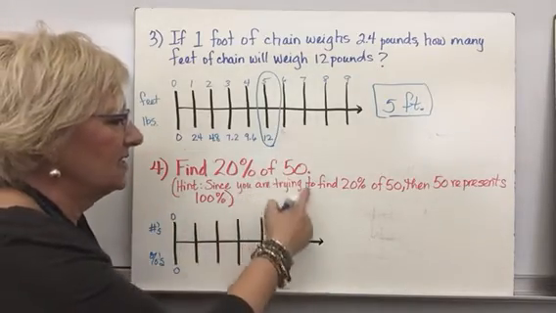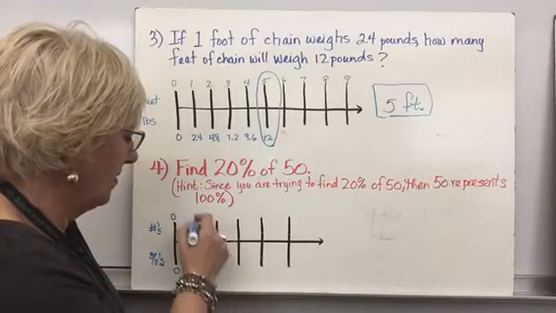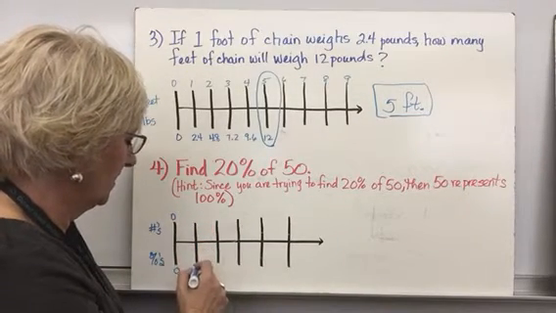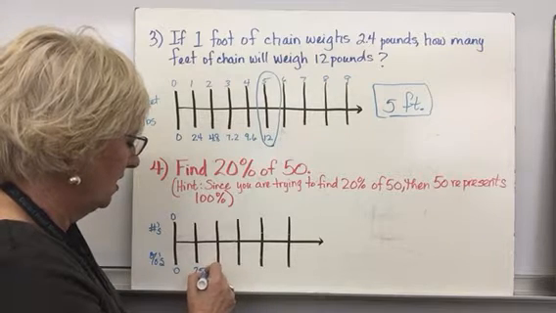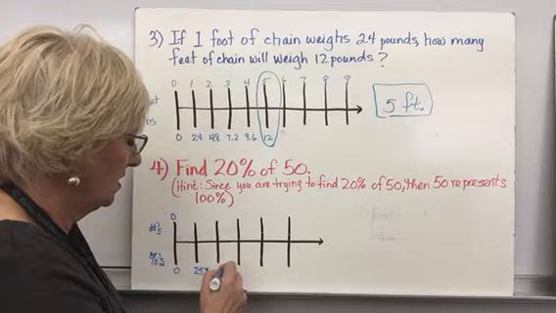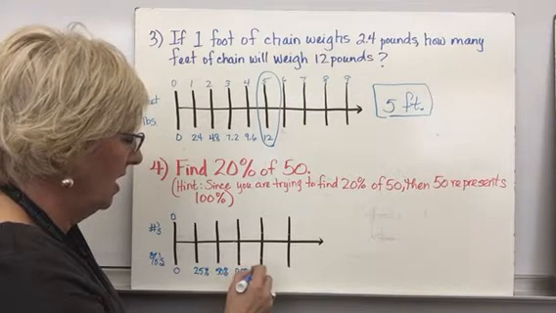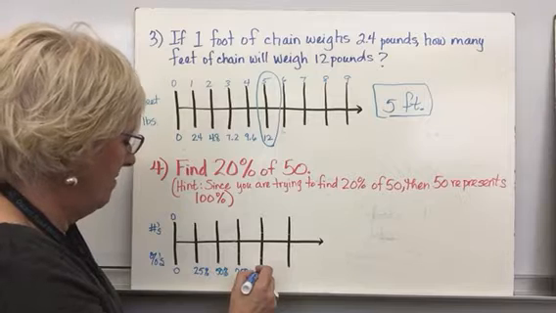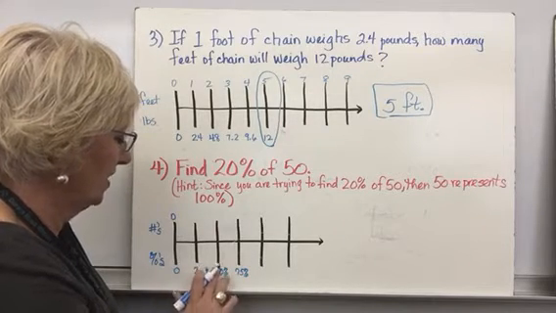If 50 is equal to 100%, let's go down here and put, I'm going to go up in percents, 25%, 50%, 75%, and let's do this. Let's go 20%. Let's go in 20% increments.